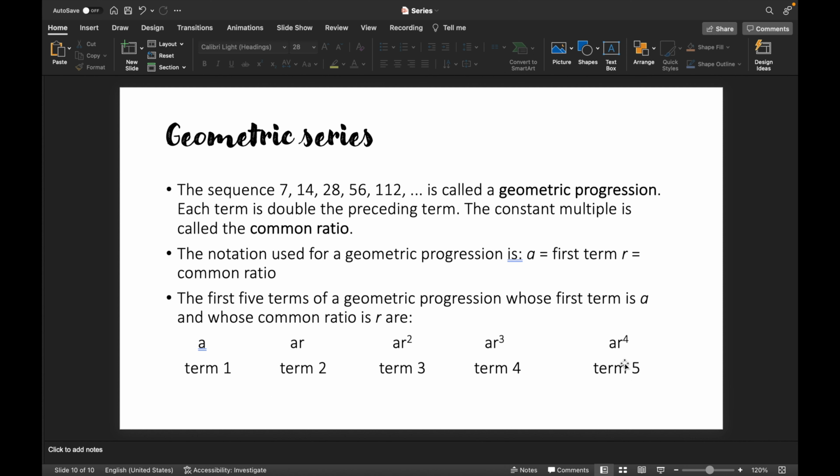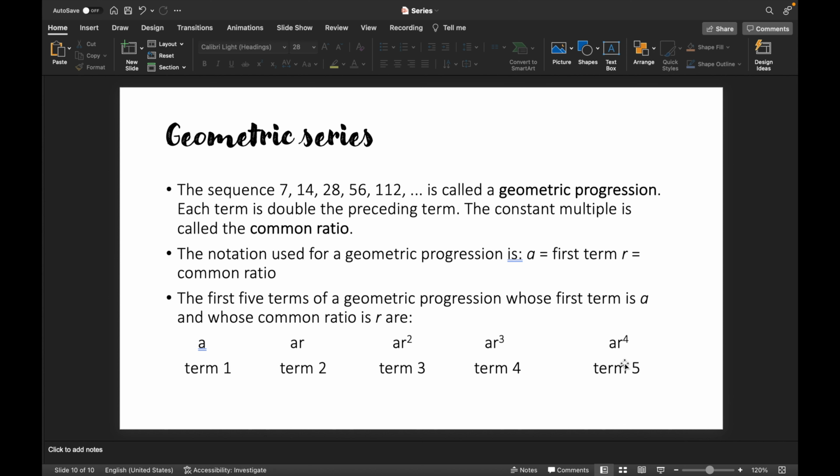The last topic in this chapter is called geometric series. It's somewhat similar to arithmetic series, except there is something called a common ratio, not a common difference. So let's start. The sequence 7, 14, 28, 56, 112 is called a geometric progression. Each term is double the preceding term. So therefore, there is something called the common ratio.